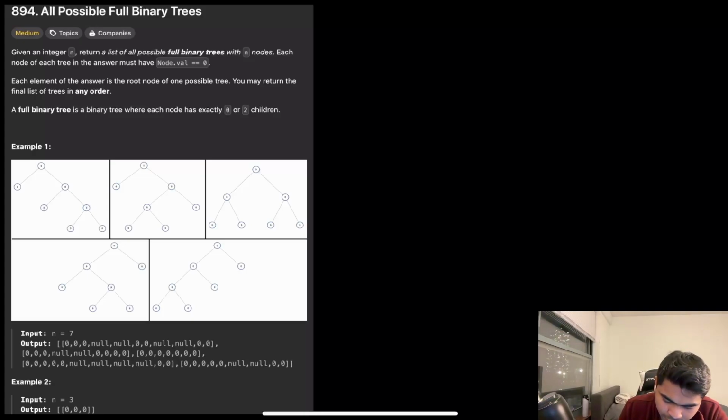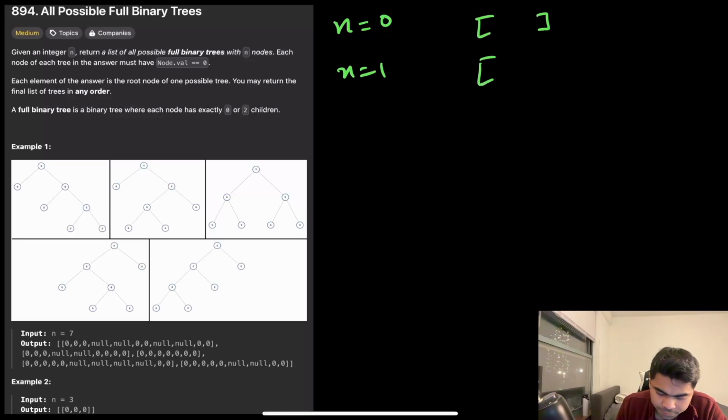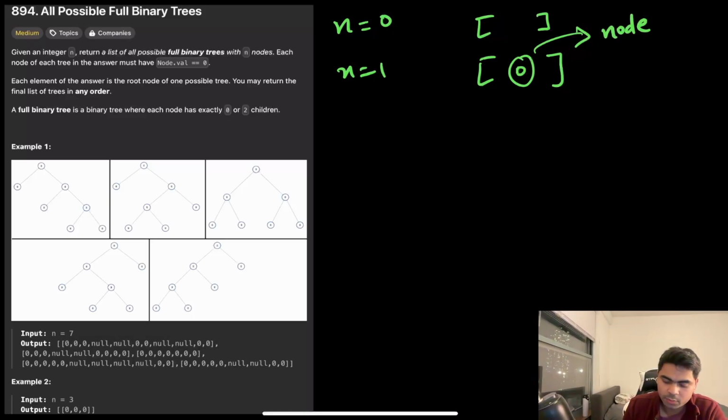Let's say we are given n equals 0. Then the answer would be an empty list, because you can create nothing, no full binary trees. If n is equal to 1, then we would return just one node. Let's say this is a node, because it's going to have 0 value, so it's not really looking like an authentic node, but it is a node. This is what we will return.